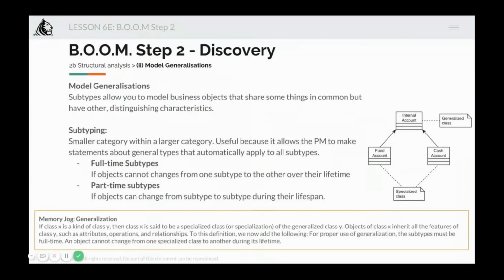And finally, the generalization piece. So you use the generalization relationship to model full-time subtypes. The relationship points from the subtype, that is a specialized class, to the most general type, that is the generalized class. So in this example, internal class account is a generalized class, fund account and cash account are specialized classes, and both of them are permanent. Fund account, typically in most of the banks, cannot be made a cash account, and vice versa.